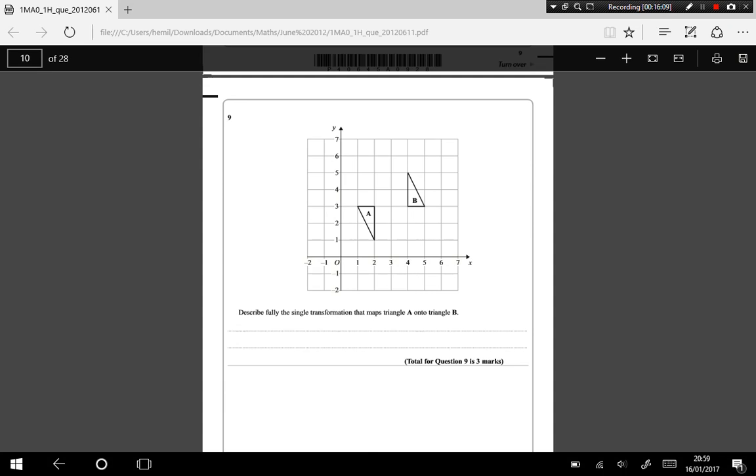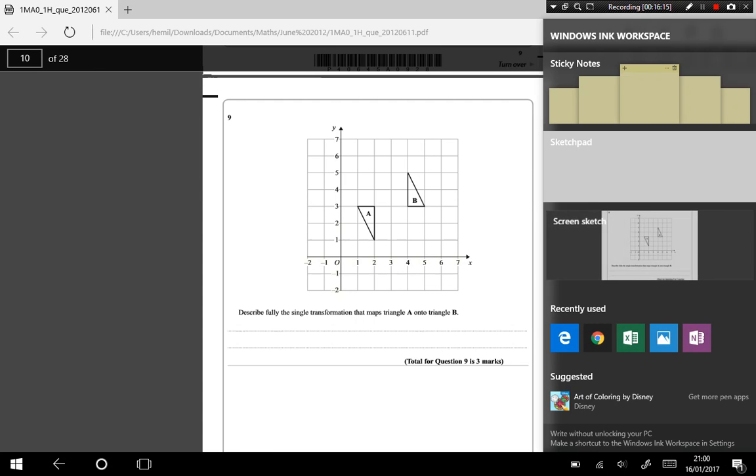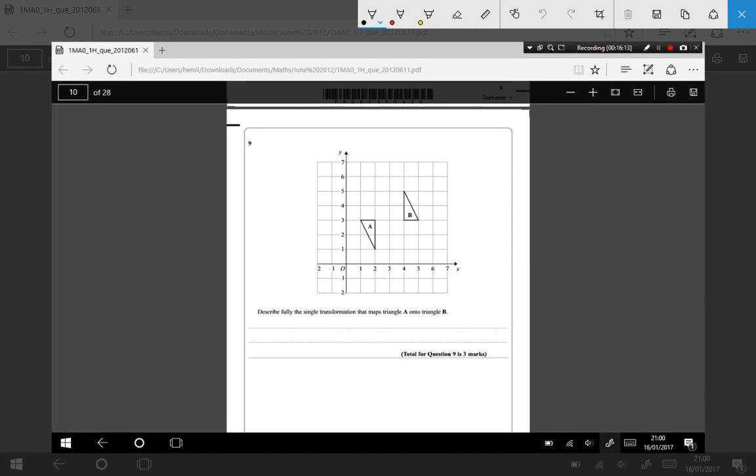Now the next question is question 9. Describe fully the single transformation that maps triangle A onto triangle B. For this question, we know it's a rotation. You need to state how many degrees it is by, and whether it's anti-clockwise or clockwise. In this case, it's clockwise. You can say it's anti-clockwise as well.